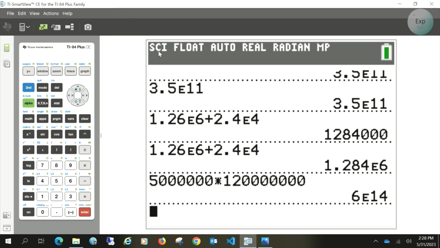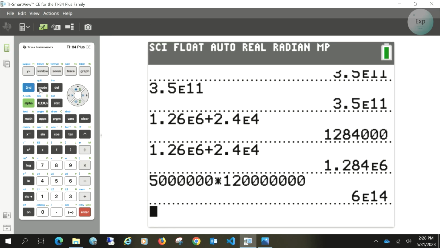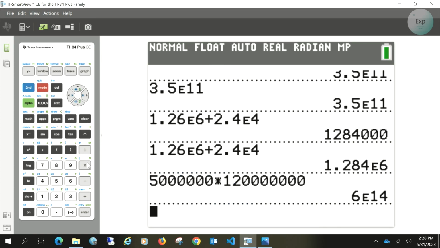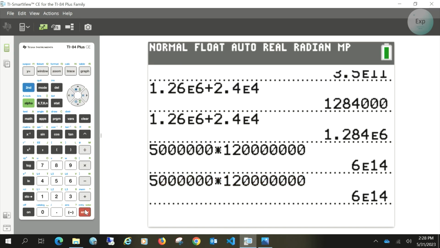Now notice I am in scientific mode here. If I go back to mode and I go back to normal mode, all right, not scientific mode, and I do the same calculation again, notice that 6 with 14 zeros after it is still too many digits to show on the screen. And so the calculator automatically gives scientific notation. So sometimes you'll be doing a calculation and the number is either so large or so small that you will have the answer given in scientific notation.